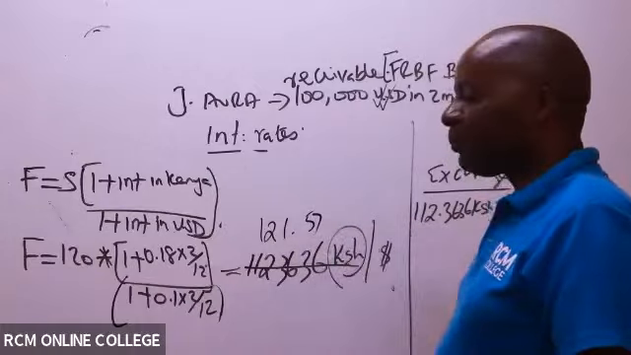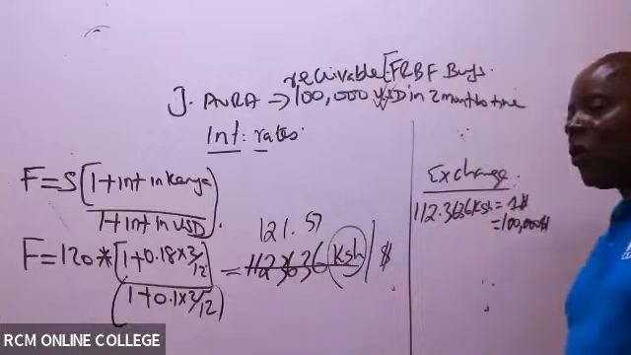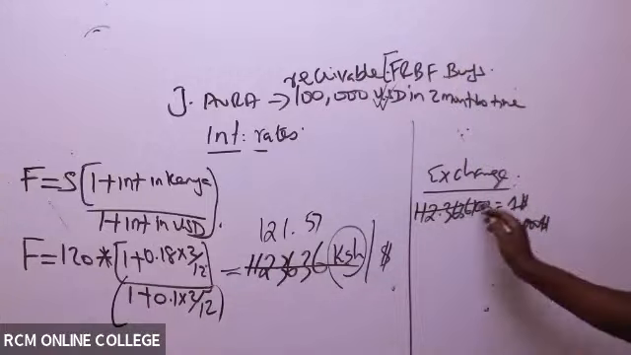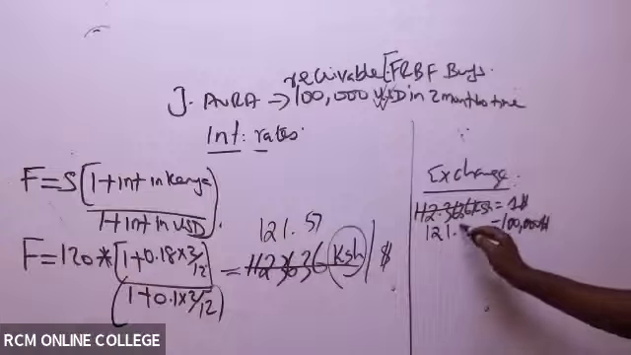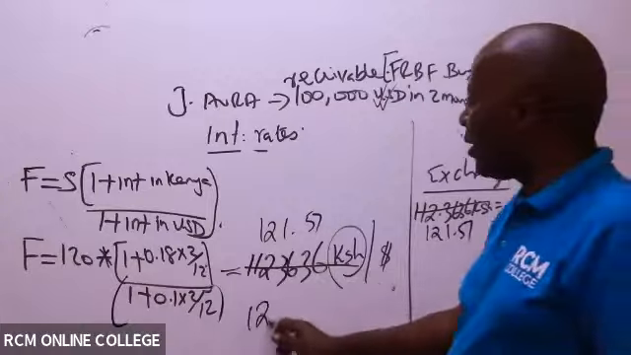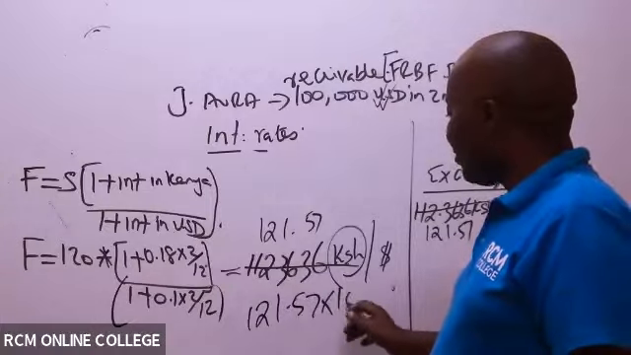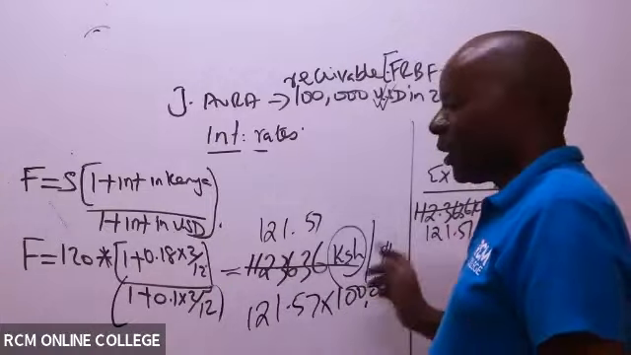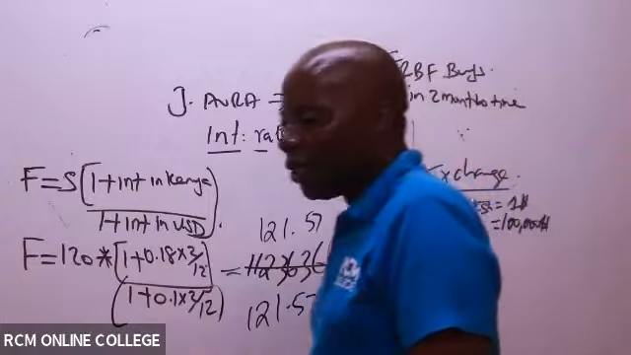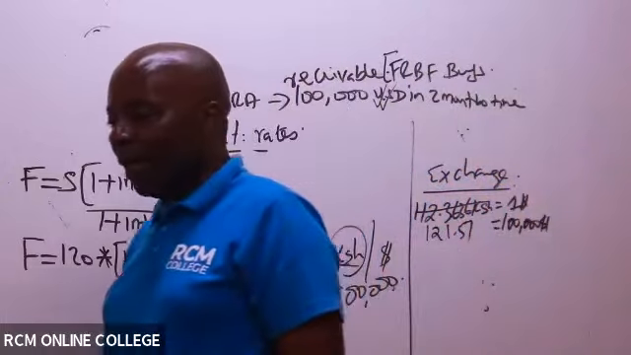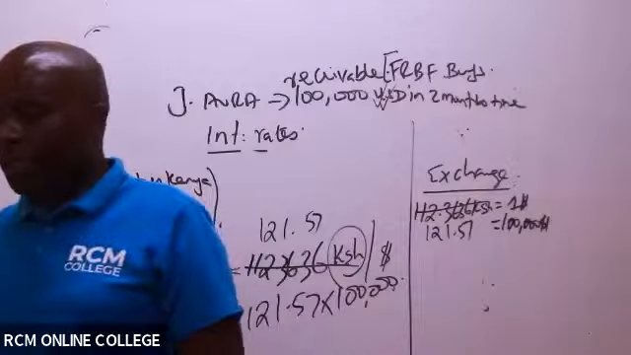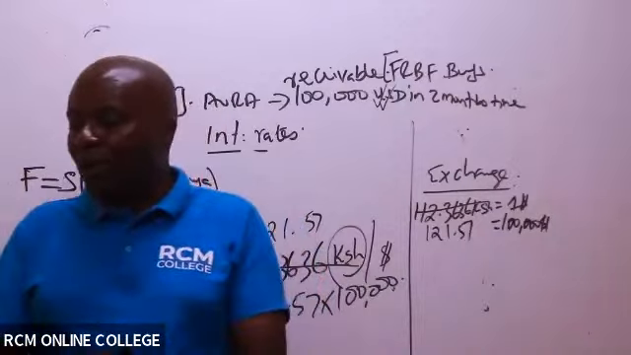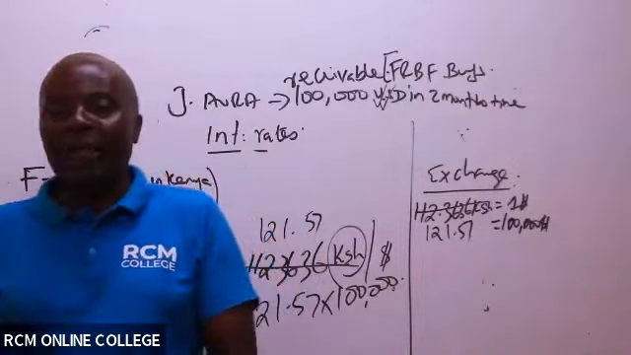121.57. No problem. So if that is correct, then come and use it here. 121.57 times 100,000. So then this one will end up being equal to what? I got this right. CB is getting things right.